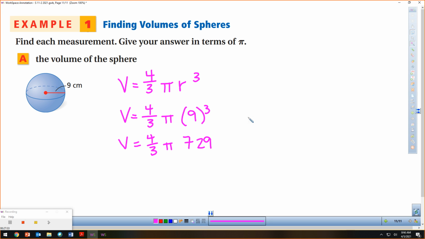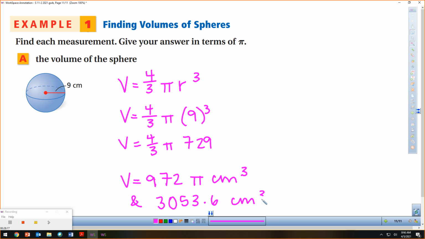Now listen to how I multiply by 4/3. You're going to multiply by the numerator of 4, then divide by 3. So you take 729 times 4 equals, that should give you 2,916. Take that and divide by 3, and you get your volume in terms of pi is 972 pi centimeters cubed. I know it says to just give your answer in terms of pi, but I'm also going to multiply the pi through. So take 972 times pi button equals, and you get 3,053.6 centimeters cubed.